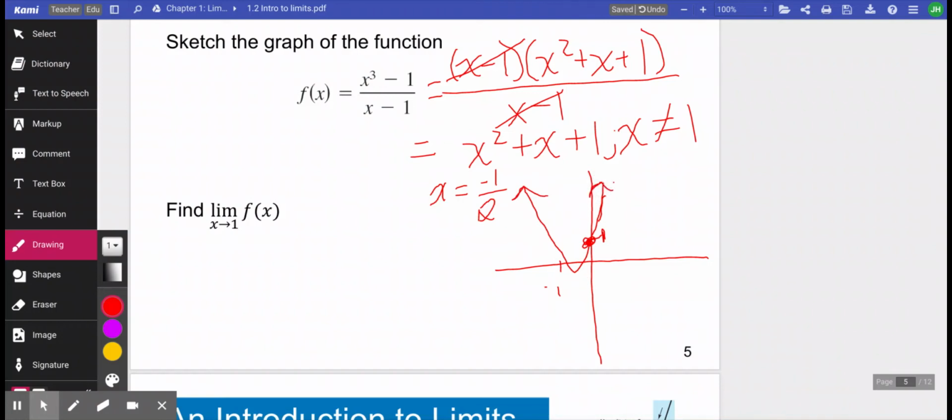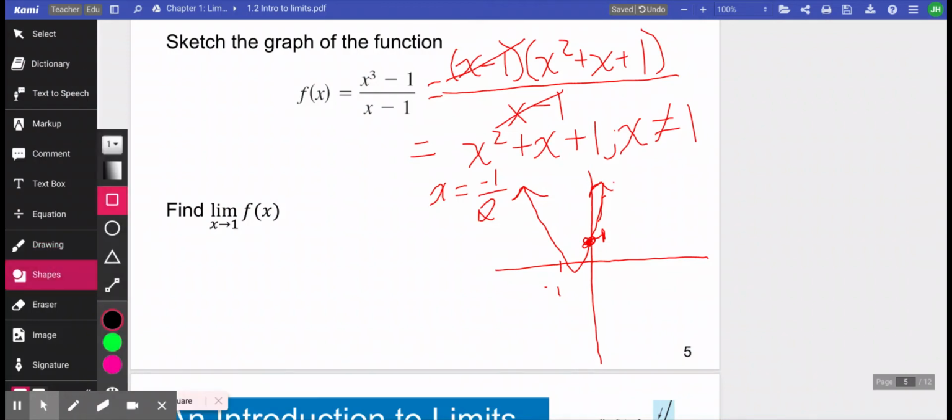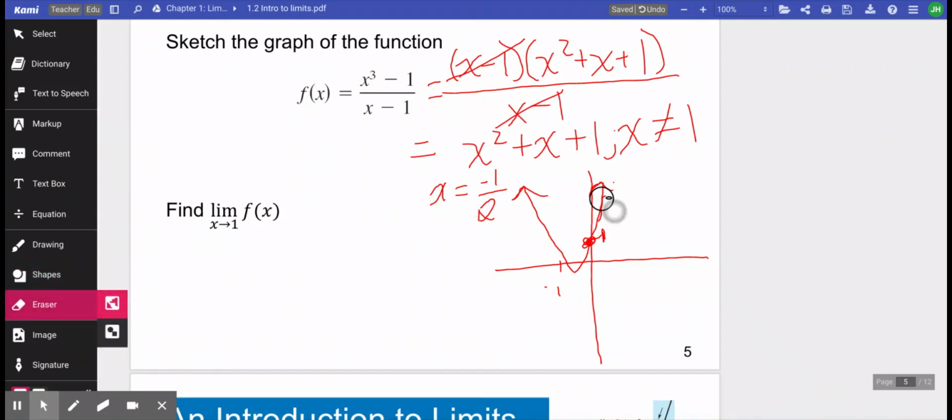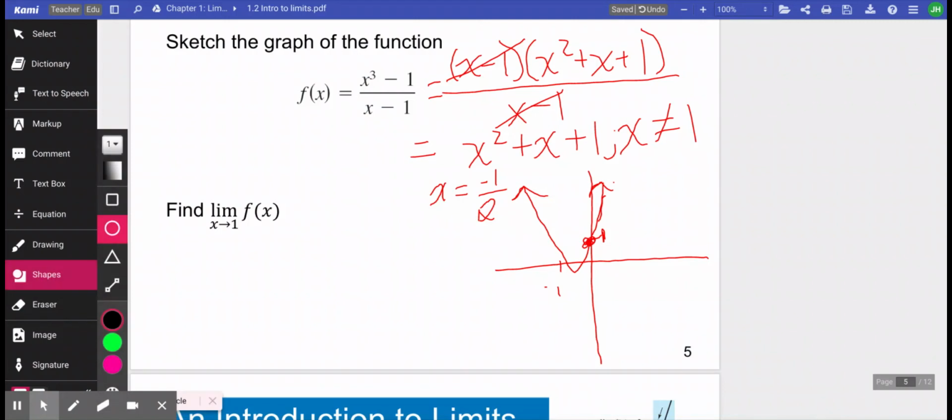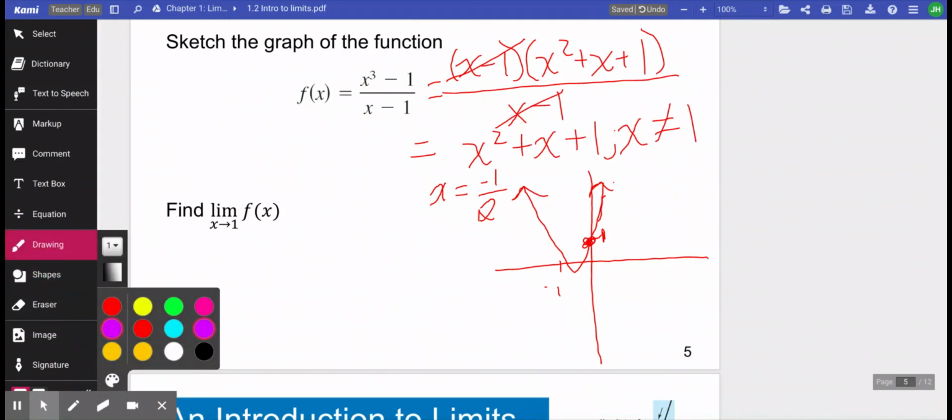But this is a little bit misleading because I know that x is not allowed to equal 1. So I would put an open circle at x equals 1, maybe right there. So we would have an open circle right about there at positive 1. I promise my graphs will improve.